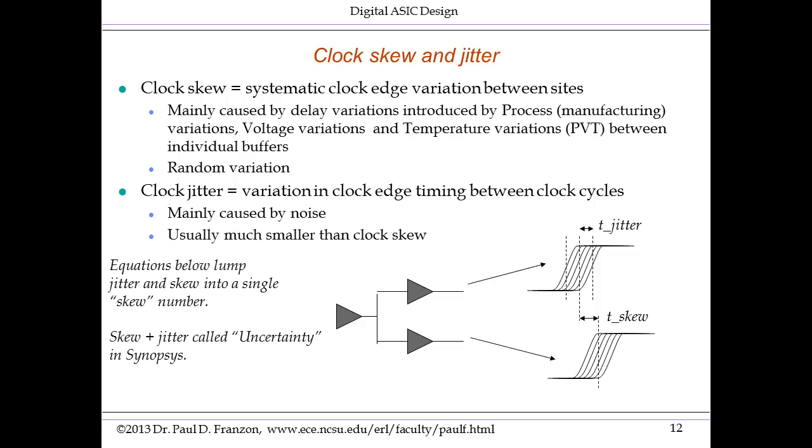In the equations I have here below, I haven't broken out jitter separately because it is smaller. I've really just lumped jitter and skew into a single skew number. And in Synopsys Design Compiler, they actually lump skew and jitter into one number, which is called the clock uncertainty. And we'll talk about this in the next Verilog 1 set of notes, where we go over the entire synthesis and design approach.